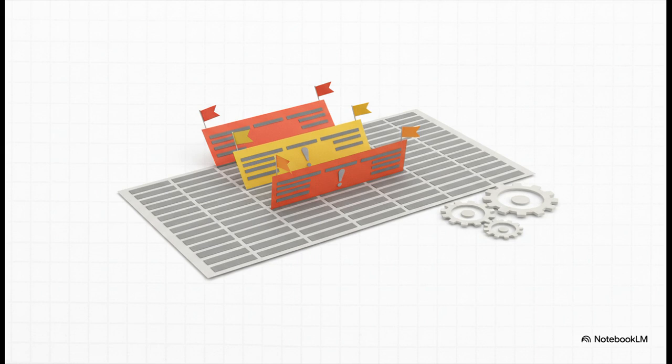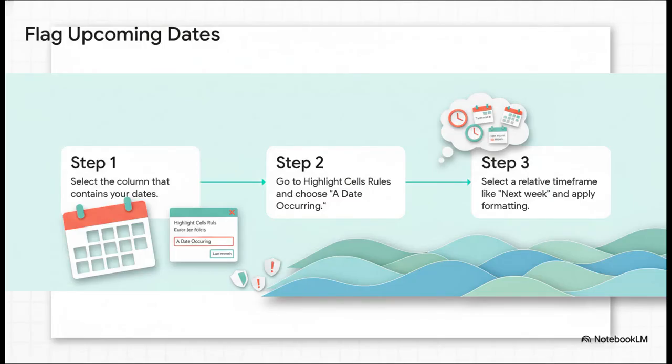The goal is to make the report do that work for you so it automatically screams, hey, look at this, for any item that needs attention now, before it turns into a real problem. And the best part? This is so easy to set up. You just select your column of dates, you go into the formatting rules, and you choose a date occurring. From there, you can just pick a time frame like tomorrow, or next week, or even last month. It's like a 3-click process to build a proactive early warning system right into your report.